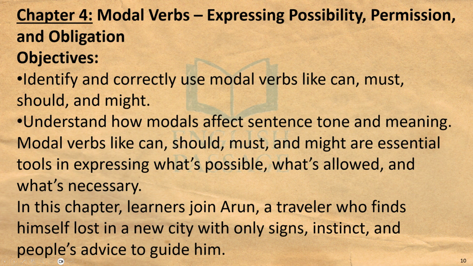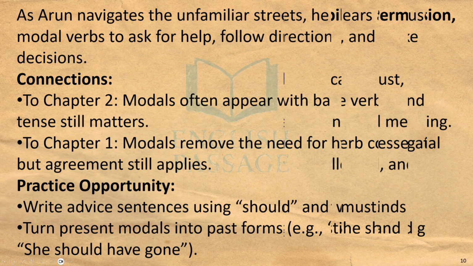Chapter 4. Modal verbs. Expressing possibility, permission, and obligation. Objectives. Identify and correctly use modal verbs like can, must, should, and might. Understand how modals affect sentence tone and meaning. Modal verbs like can, should, must, and might are essential tools in expressing what's possible, what's allowed, and what's necessary. In this chapter, learners join Arun, a traveler who finds himself lost in a new city with only signs, instinct, and people's advice to guide him.